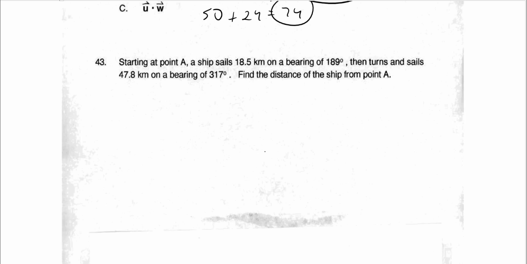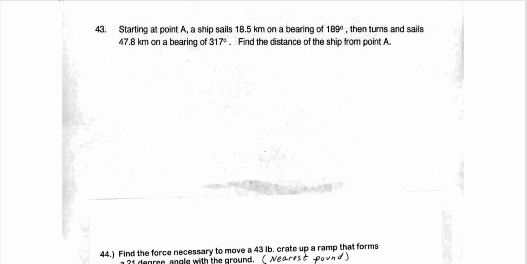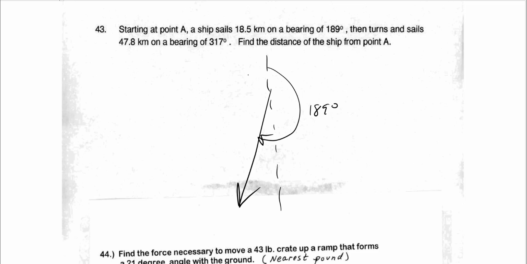Okay. Number 43. So this is a nice little bearing problem. Starting at point A, a ship sails 18.5 kilometers on a bearing of 189. So it's kind of like this. And then it turns and sails on a bearing of, so this is another bearing line here, 317. So this is going around. That's 317, and this one is 47.8, and this one is 18.5.